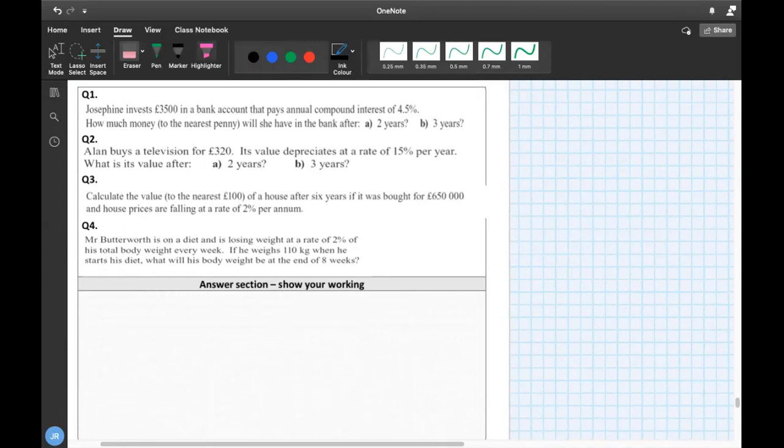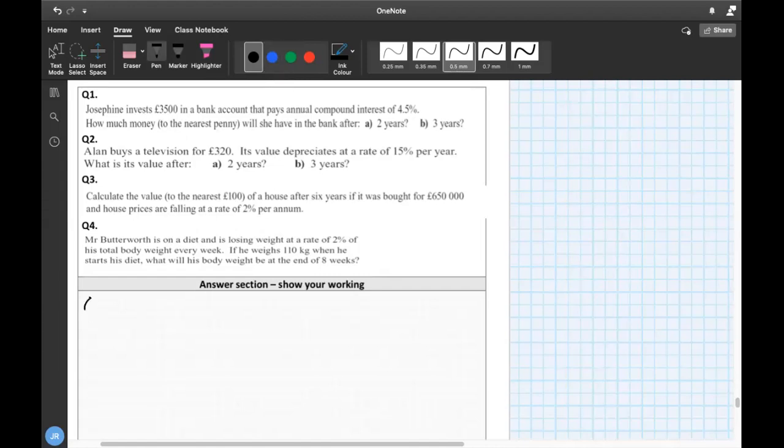I'm going to start off doing these down here. Yes, I think that'll be clearer. Right. Okay then. So Josephine invests £3,500 in a bank account that pays annual compound interest of 4.5%. Annual means per year. So this is 4.5% every single year. In part A, we've been asked for 2 years. Right, we've got 4.5% and it's interest in a bank account. That means our money is going to be going up.